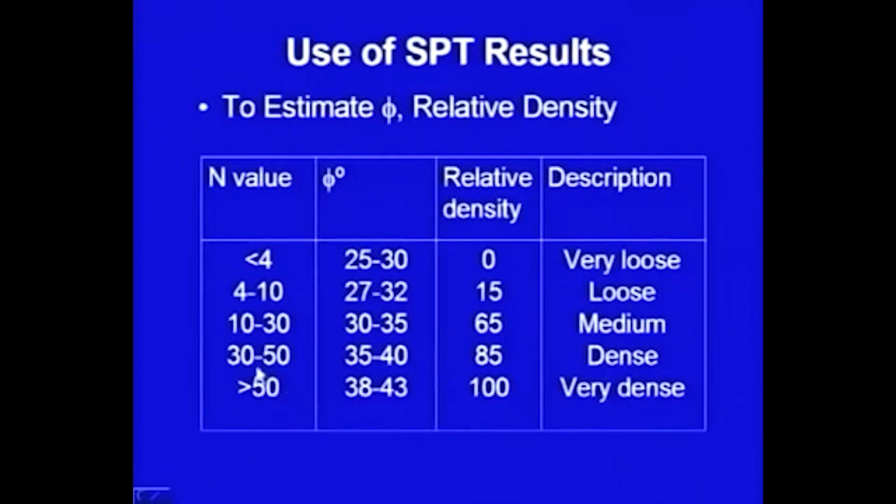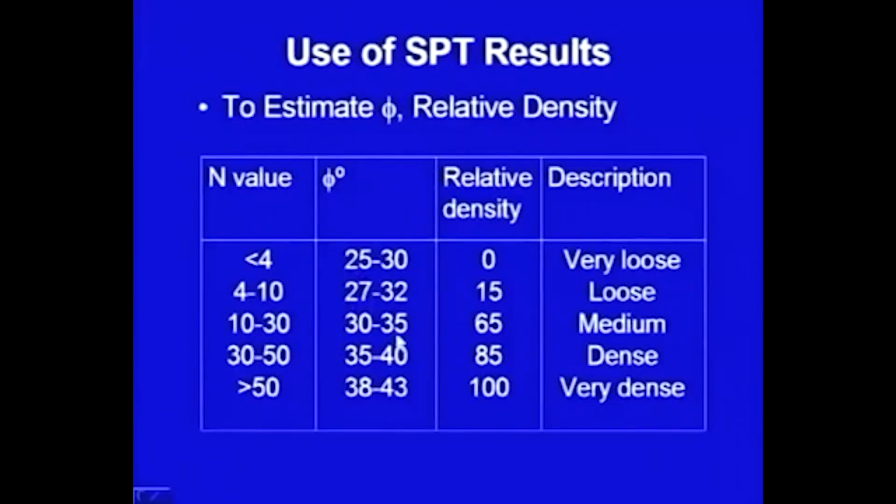If it is refusal, you have to be careful while deciding it. It should not be because of some stones or boulders. If it is only sandy stratum and N is more than 50, then the phi values will be somewhere between 38 and 43. The relative density will be taken as almost 100 and the soil will be very dense.